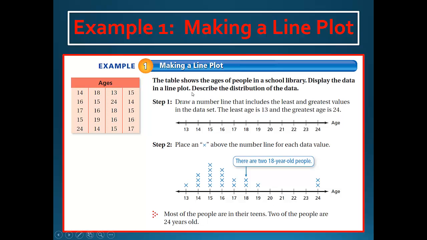Now we would describe the distribution of the data. Most of the people are in their teens. 2 of the people are 24 years old. So you can see that most of the people are between 13 and 19, and then there's a couple that are 24. There are 2 that are 24.